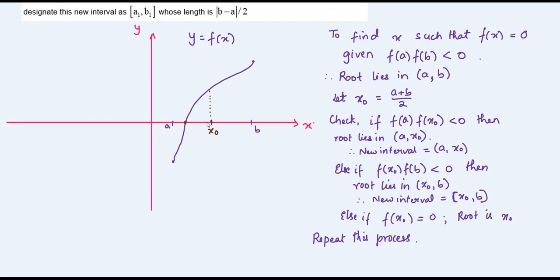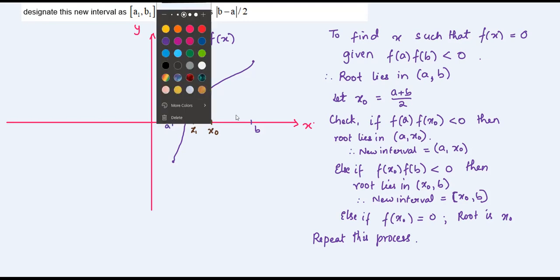Now f of a into f of x naught, f of a is negative, f of x naught is positive. So again, because the root will lie here, we bisect this interval again. Now from x naught we come to x1. All right, and again we do this test from a to x1 and x1 to x naught. So again here we find that f of a and f of x1 are of opposite signs, so the root will lie in between.